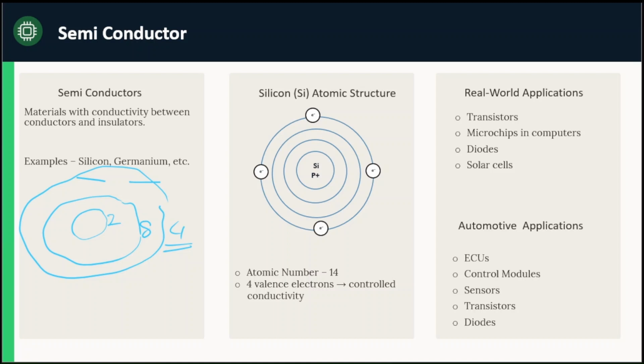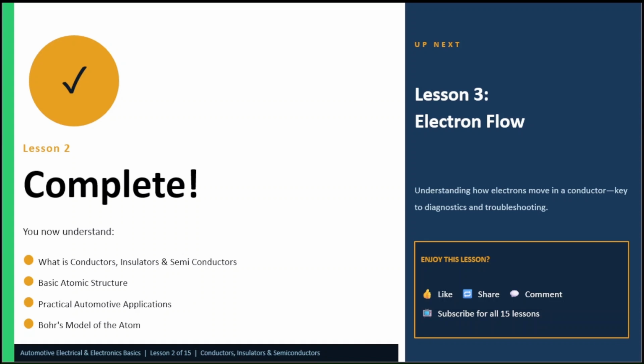During this lesson, we have learned about conductors, insulators and semiconductors, what their basic atomic structure is, what the practical automotive applications are, and what the structure of semiconductor atoms is. In the next lesson, we will be learning about how electrons flow, and what is the push which makes electrons flow.